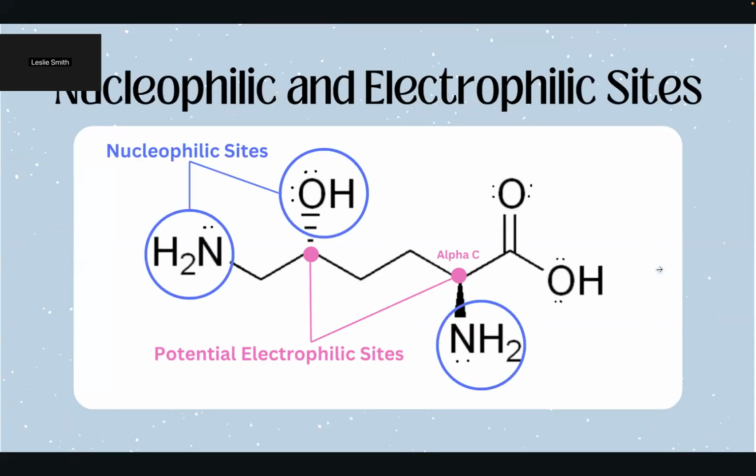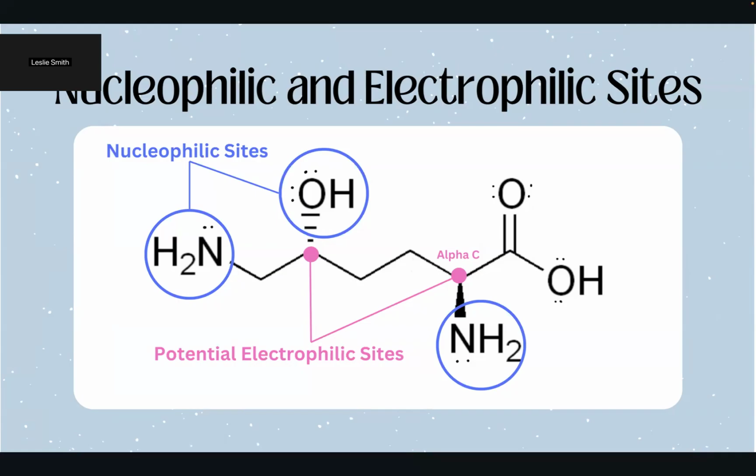Moving forward to the nucleophilic and electrophilic sites of hydroxylysine. A nucleophile is an electron-rich species that donates an electron pair to form a bond. This molecule acts as a nucleophile where the primary nucleophilic site is the amine group on the side chain. This amine group is on carbon 5. The lone pairs on the nitrogen make this functional group highly nucleophilic as it is electron-rich.